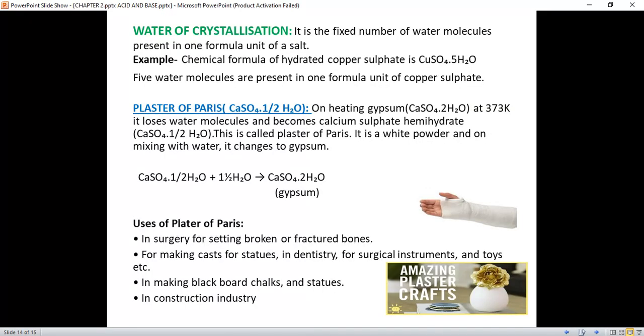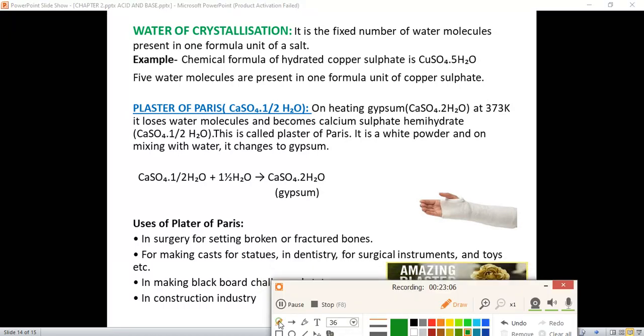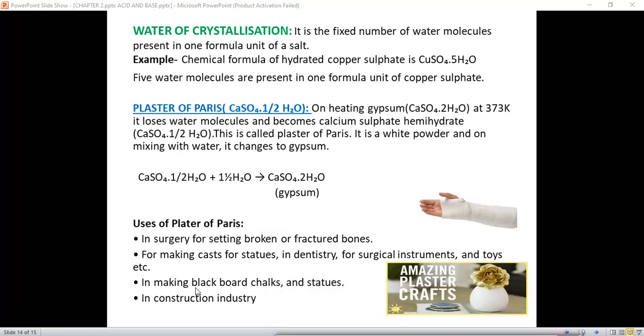Next we'll read about water of crystallization. What is water of crystallization? We have seen in the formula of washing soda that 10 molecules of water of crystallization are attached. So what is water of crystallization? That we'll see. It is the fixed number of water molecules present in one formula unit of a salt.